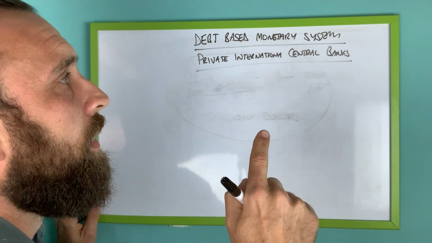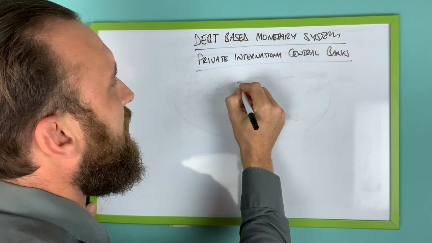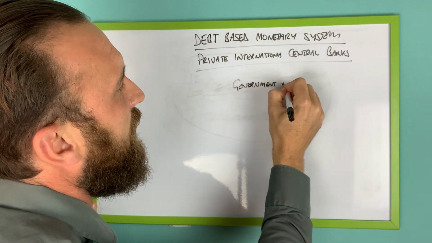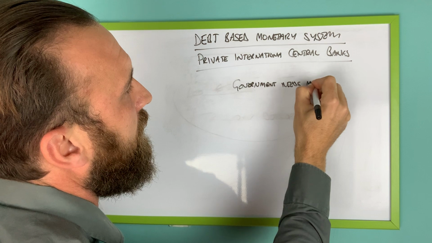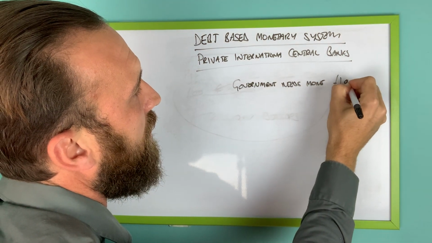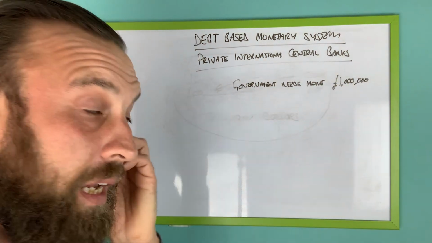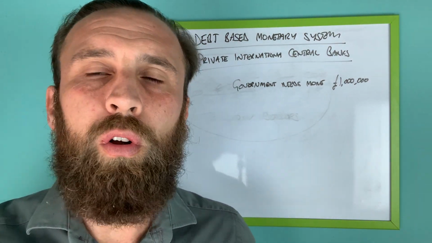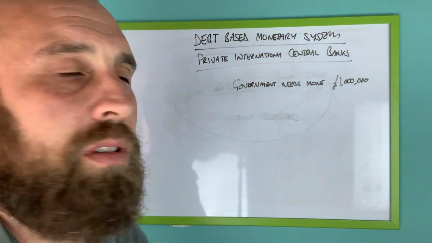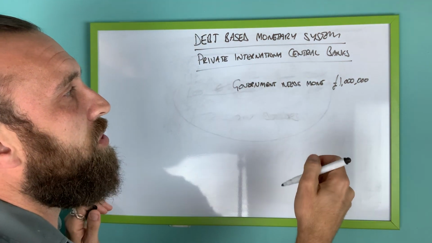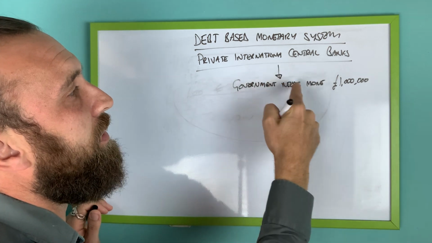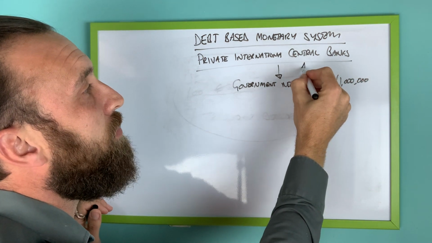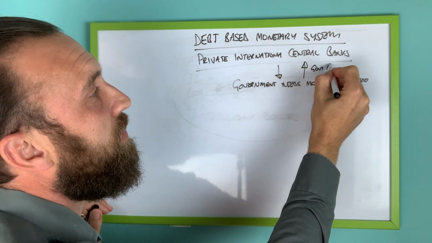So what the government does is the government says, I need money. Government needs money. And let's say it wants £1 million. And this works in the UK with the Bank of England, just like it works with the Federal Reserve in the US. So all modern banking systems work the same way. The private international central bank says to the government, okay, we will give you the £1 million that you want, but you will issue in return government bonds.